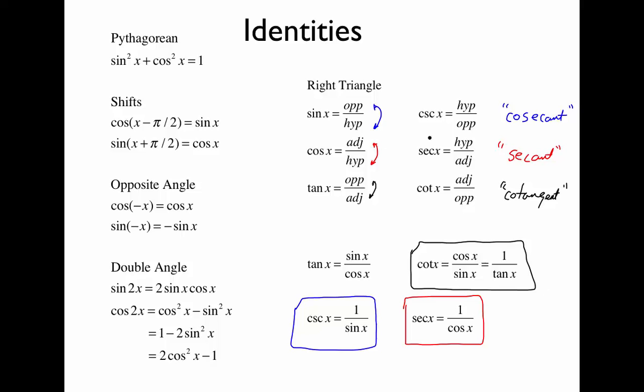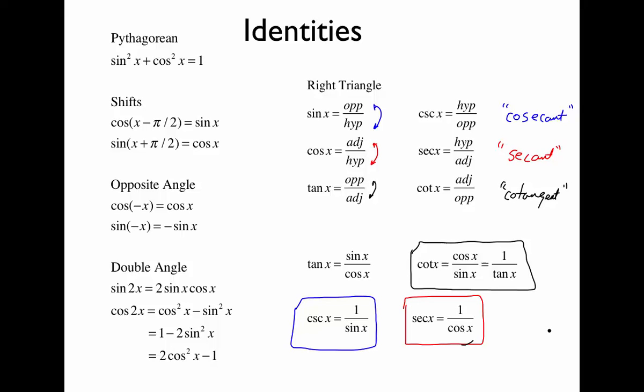Questions? So now for the right triangles, there's actually 6 ratios. The 3 that we've learned, and then the reciprocals of those 3. So cosecant is 1 over sine, so it's hypotenuse over opposite. Secant is hypotenuse over adjacent, so that's 1 over the cosine. And then cotangent is adjacent over opposite, so it's cosine over sine or 1 over tangent.